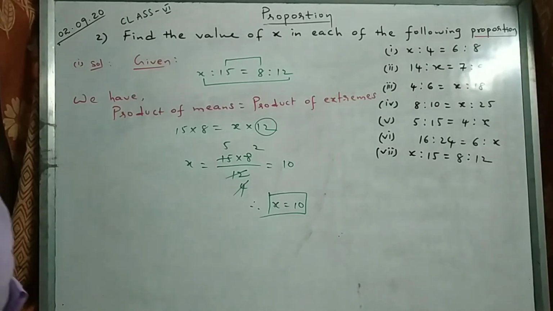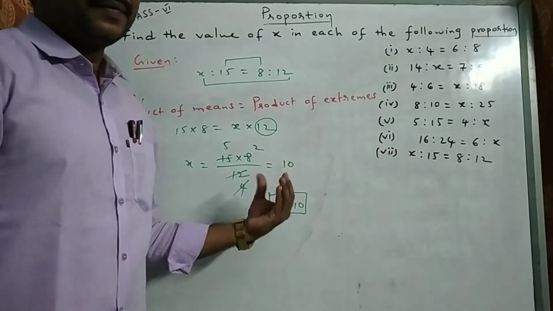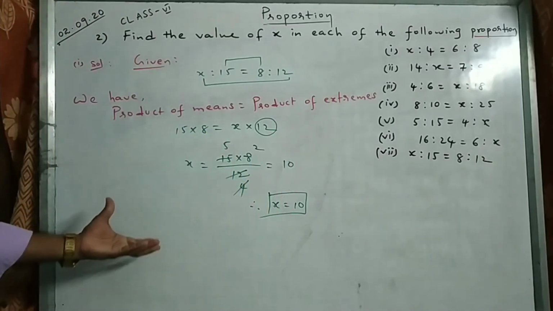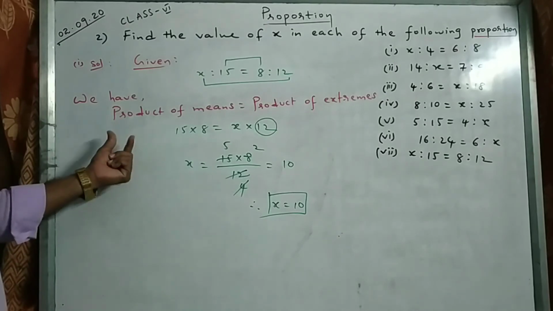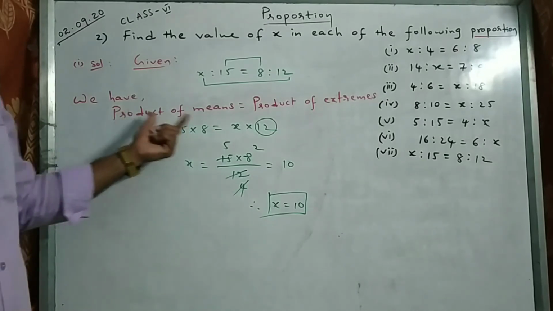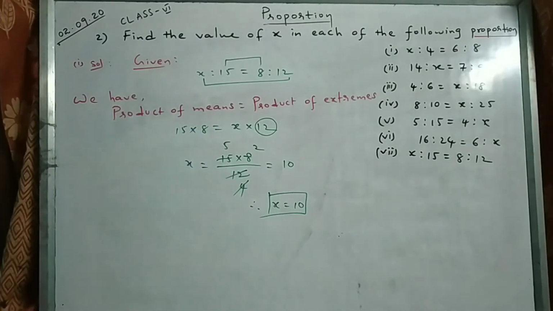That's all, the end of solution. Clear? So this is the way we calculate. So what is meant by proportion? The equality of two ratios is called proportion, and the proportionality condition is product of means equal to product of extremes.